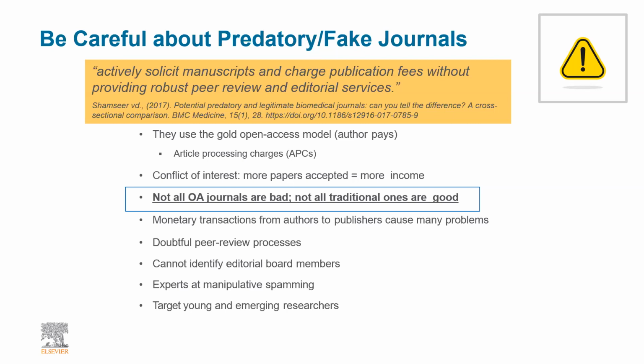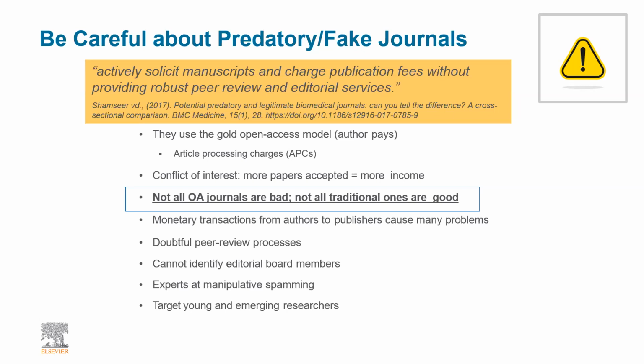Now, what are predatory journals? Most of the predatory journals come under the umbrella of open access journals, and they are just asking for publishing fees. So they are asking for money from the authors. The more authors paying money, the more publications the journal receives, which means that the journal has more income. And this is the conflict of interest of the predatory journal.